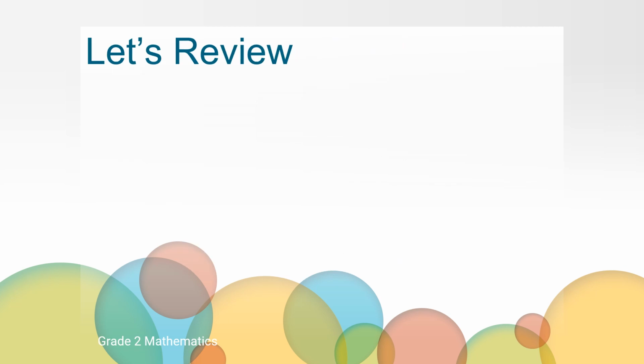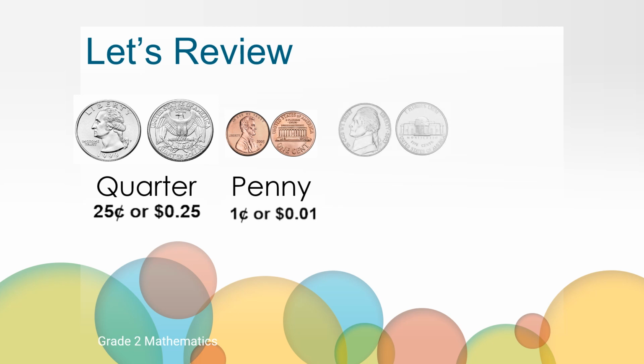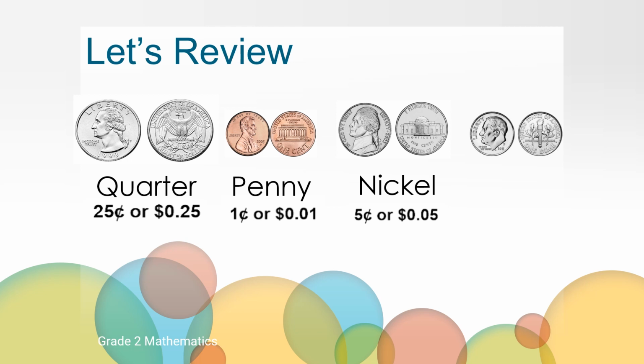Before we get started with the rest of our lesson today, let's review the coin names and their values. We just counted by quarters and learned they have a value of 25 cents. What other coins do you remember? Another coin we use is the penny. How much is it worth? 1 cent. What coin is this? It's a nickel. And how much is it worth? 5 cents. And the last coin. What is the name of this coin and how much is it worth? It's a dime and its value is 10 cents.